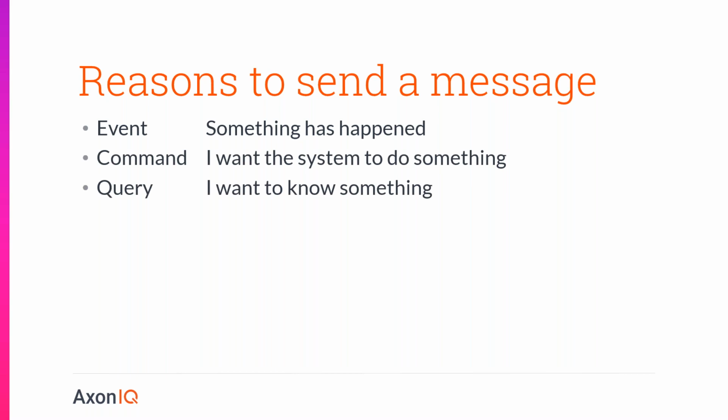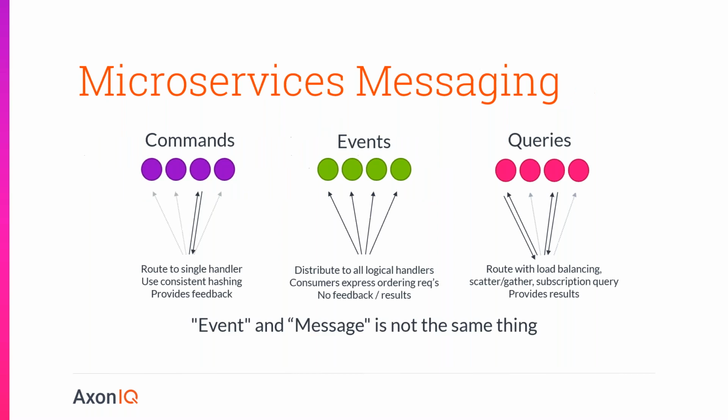You want the system to do something, right? You want the system to make a change to its state, so to say. Or you want to do a query because you're interested in knowing something about the current state of the system. And using these explicit messages is a very powerful means to achieve this location transparency. And we'll get to that in a second. So let's have a short look at the differences between these different types of messages.